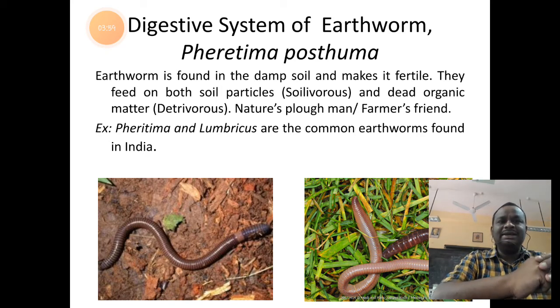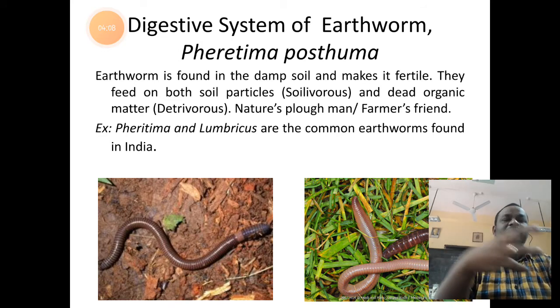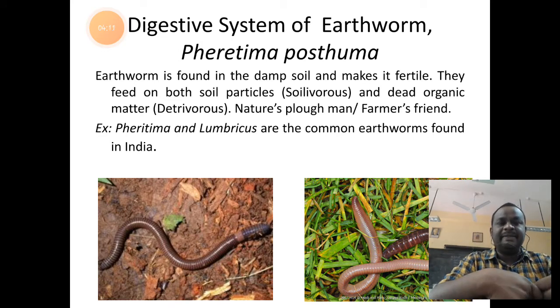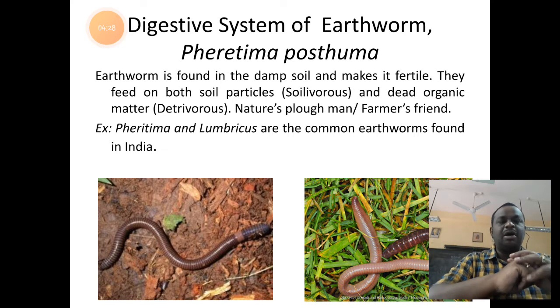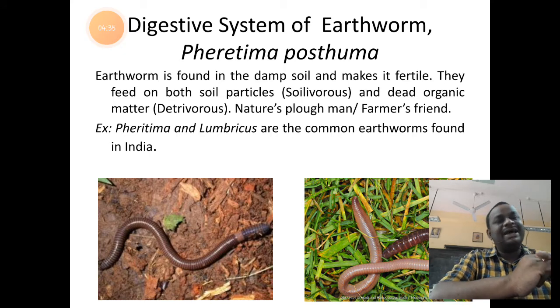They feed on the soil particles, they crush the soil particles and release the nutrients that are embedded within the soil particles. Those nutrients will be absorbed by the body system, and the rest of the soil particles, which are ground into a fine paste of soil, will be thrown out along with some nutrient compounds. So, earthworms feed on the soil particles. Such organisms which feed on the soil particles are called soilivorous.